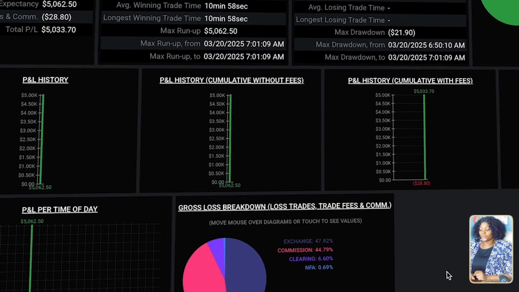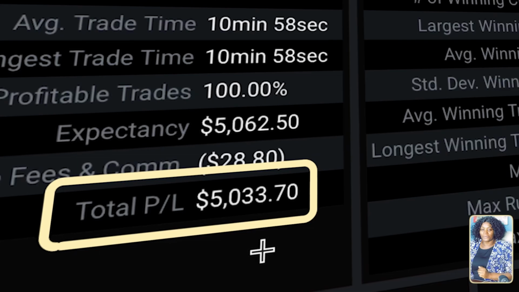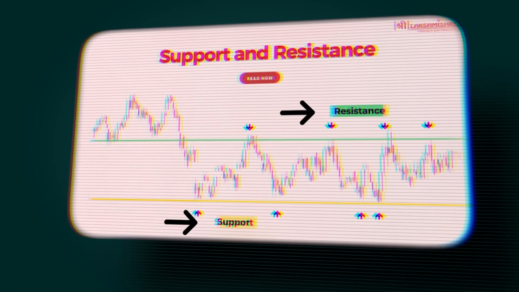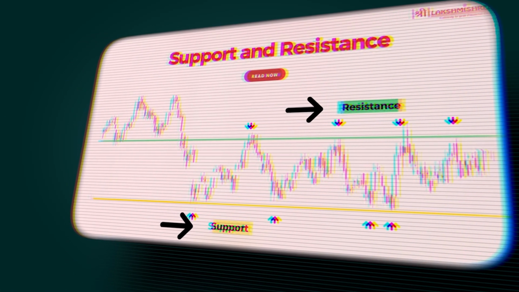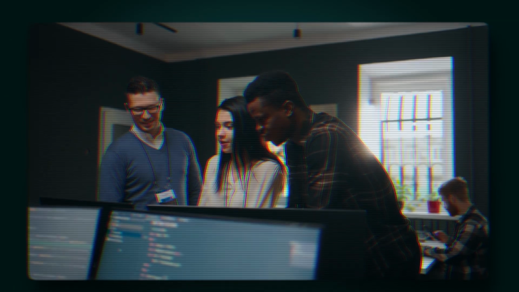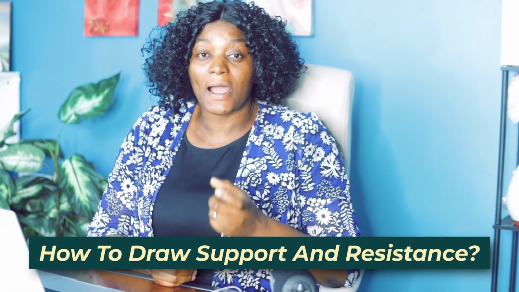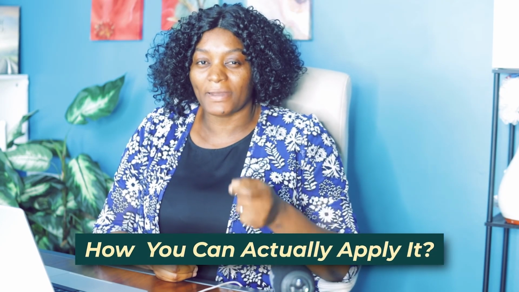So for the trade we took today, we're able to make $5,000 just by using support and resistance. Support and resistance is one of the most crucial concepts in trading, but many people don't know how to use it. So many people draw it the wrong way, and that is why many traders are losing money in the market. So in this video today, I'm going to help you to learn how to draw support and resistance the right way and how to actually apply it so that you'll be able to make money in the market.